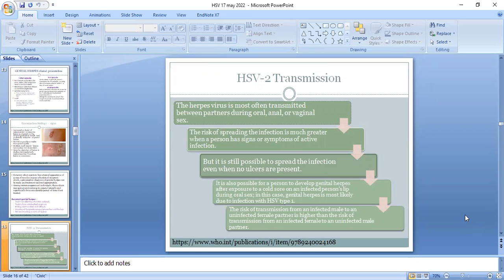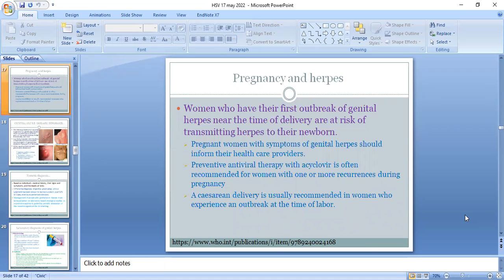In this case, genital herpes is most likely due to infection with herpes simplex virus type 1. The risk of transmission from an infected male to an uninfected female partner is higher than the risk of transmission from an infected female to an uninfected male partner. Now, herpes during pregnancy.